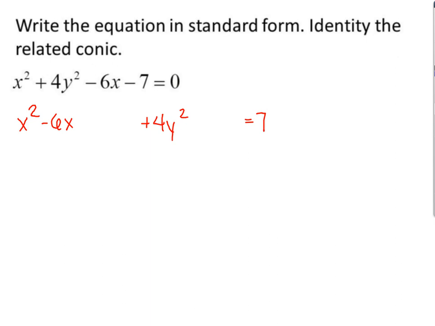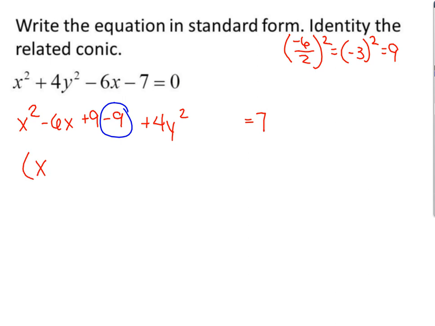Now because the y is just a y squared and it doesn't have just a y with it, we are not going to have to complete the square on that one. We will just factor out the 4. But we do need to complete the square with the x's. Our b value is -6. So we're going to put a positive and negative 9. We're going to take that negative 9 to the other side, and we can write down our perfect square.